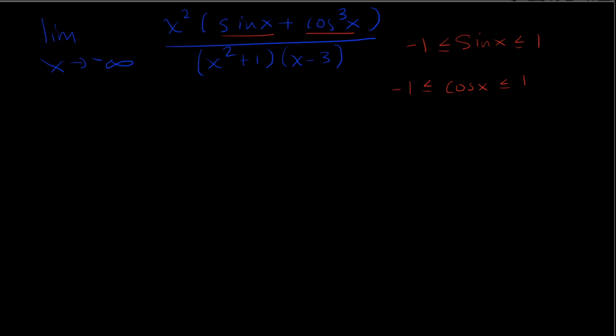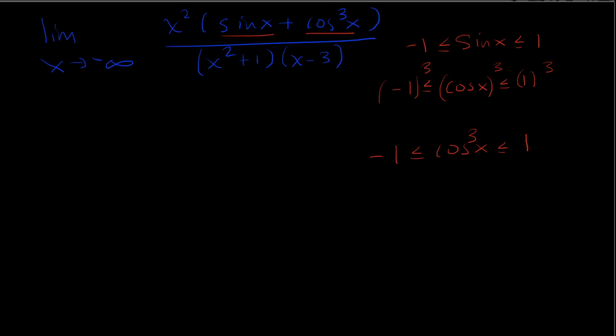The reason we didn't, in the previous problems, square them is because the negatives became positives. But here, if you're cubing a negative, you're still going to have a negative, so we can still cube it. So we're going to raise it to the third power. Just be careful when you're doing things to the fourth power, or to an even power. So we have -1 less than or equal to cosine cubed less than or equal to 1.